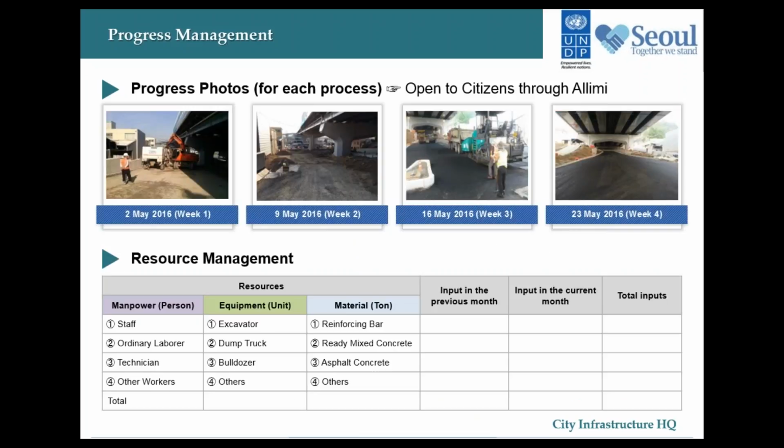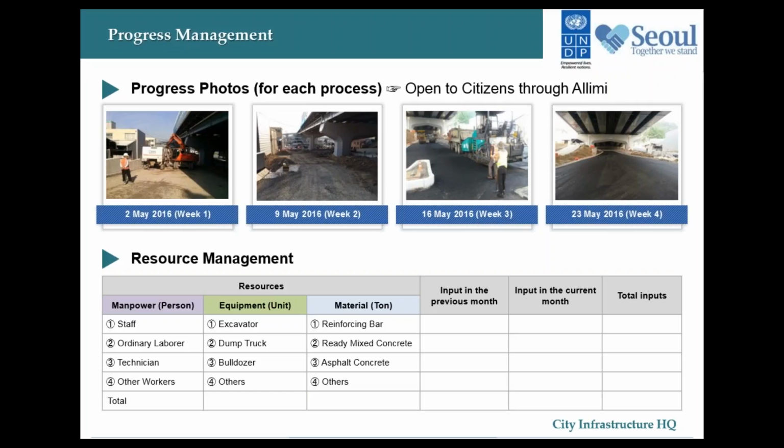Next is the progress report for each process of the construction work. You can see here the images, week 1, week 2, week 3, and week 4. So basically, for all of the construction projects managed by the Seoul government, it is mandatory for the contractors to register the relevant project photos via one PMIS whenever they are submitting their progress reports on a daily, weekly, as well as monthly basis.